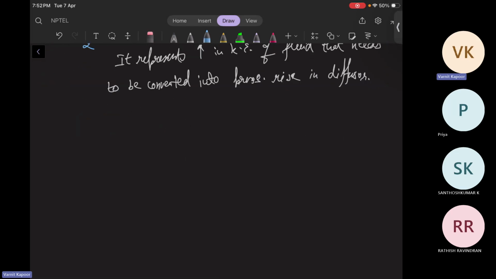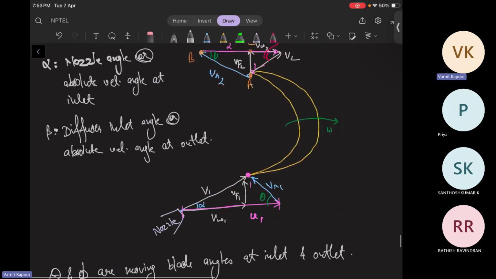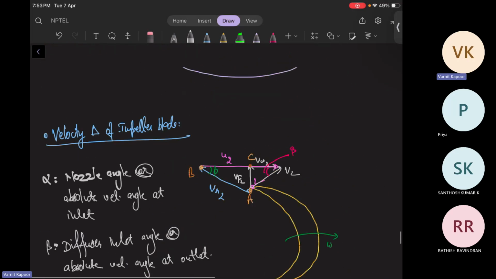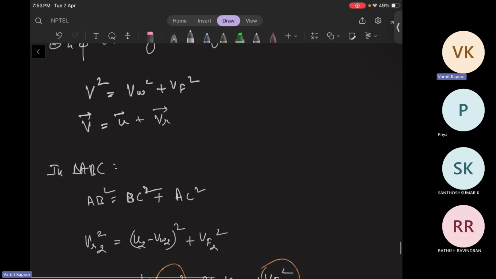Okay. The second term, that is your (U2² minus U1²)/2. What does it represent? It represents the rise in the pressure corresponding to the working fluid that enters at a smaller radius and leaves at a larger radius. So U2 is having a larger radius, R2 is greater than R1, because at section 2 the radius is higher compared to section 1. If you see, from the impeller eye, R1 is less compared to R2.